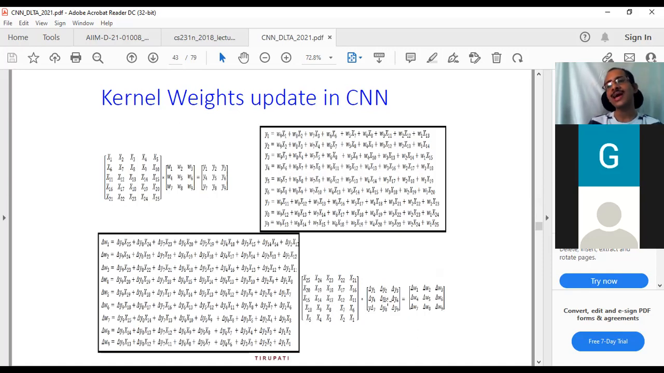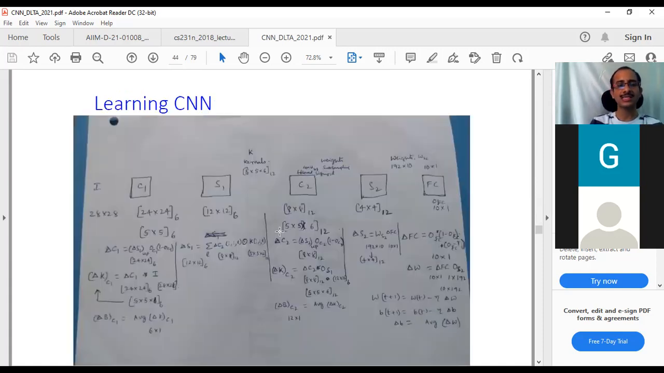Please note that flipped convolution is nothing but correlation. So that's what we are also doing. In the forward pass it is convolution, and in the backward pass it is correlation. So I hope these things are clear to you. If you have any questions on back propagation now, you can ask.